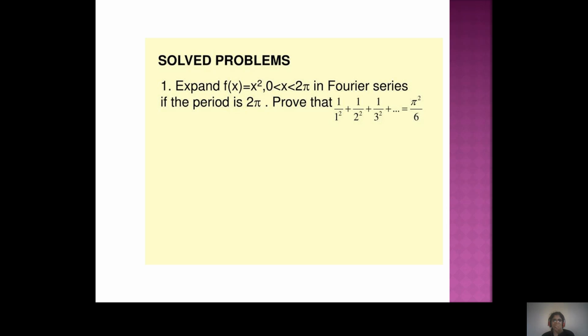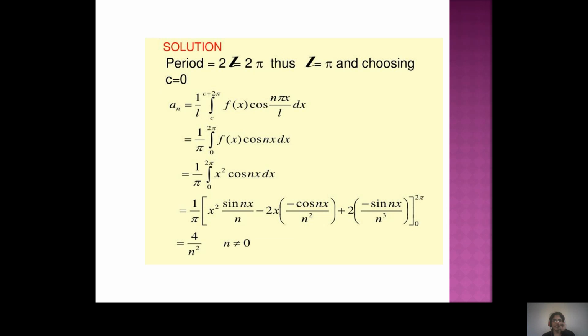Another problem: expand f of x equal to x square. Now in the place of f of x, you have x square, in the interval 0 less than x less than 2 pi, as a Fourier series. So prove that 1 by 1 square plus 1 by 2 square plus 1 by 3 square and so on is equal to pi square by 6. So we get the period 2L is equal to 2 pi, then L equal to pi, and choosing C equal to 0.